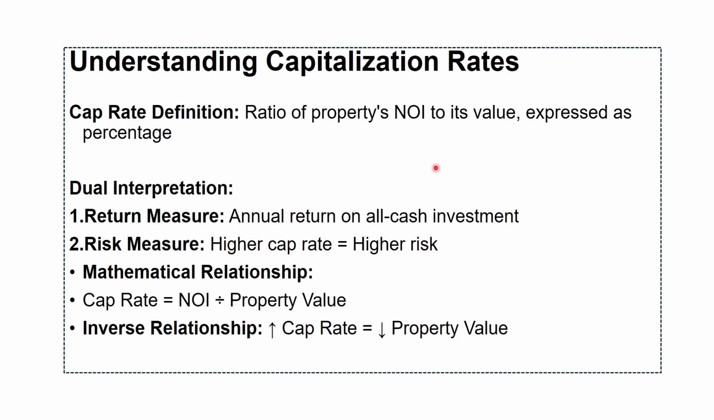First, it's a return measure, right? If you buy a property for all cash, the cap rate represents your annual return in the first year. So, an 8% cap rate means you are earning 8% annually on your investment, assuming you paid cash and the property performed as expected. Second, it's a risk measure. Higher cap rates indicate higher risk, lower cap rates indicate lower risk. A grade A office building in Bandra Kurla Complex might trade at a 7% cap rate, while a secondary office building in a smaller city might trade at 10%. This difference reflects the perceived risk.